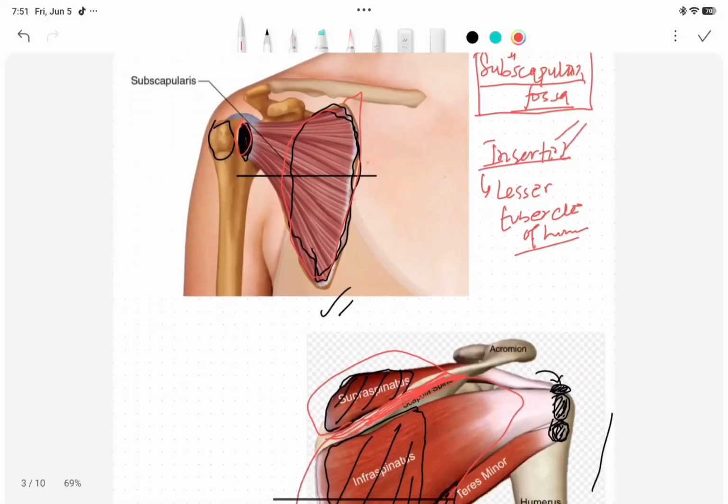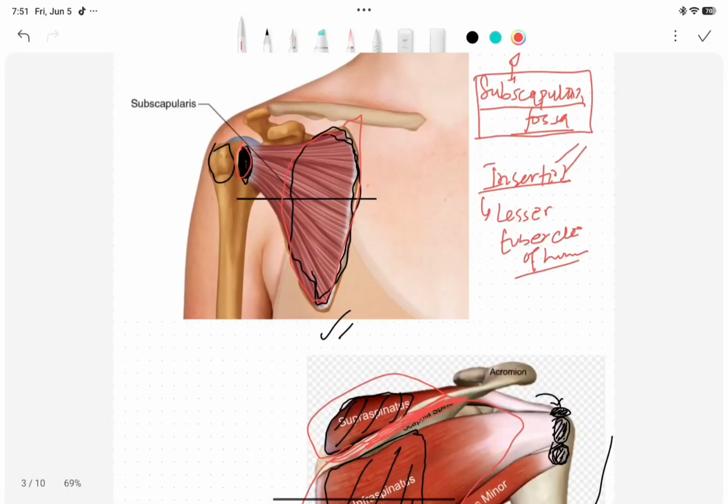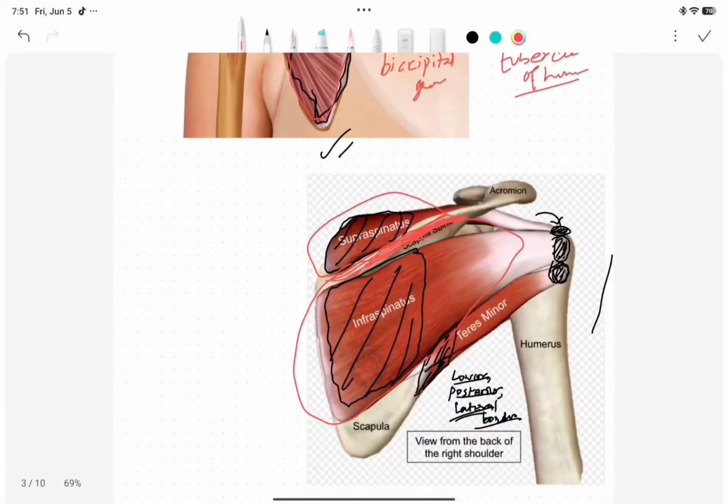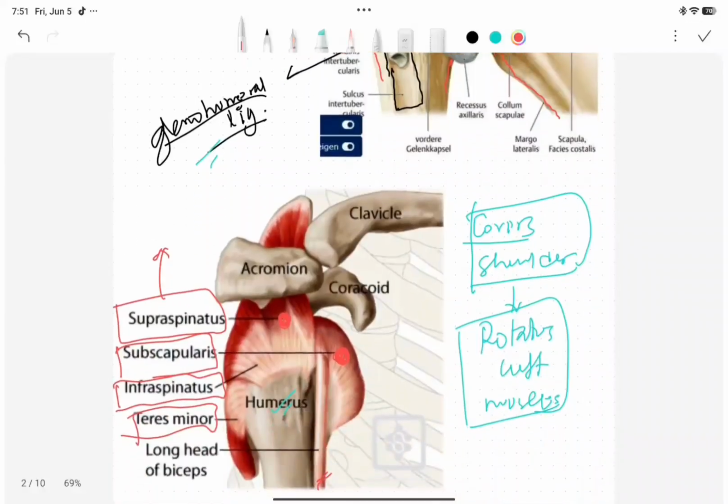So I was naming some structures. This structure is the intertubercular sulcus. The intertubercular sulcus is also known as the bicipital groove.